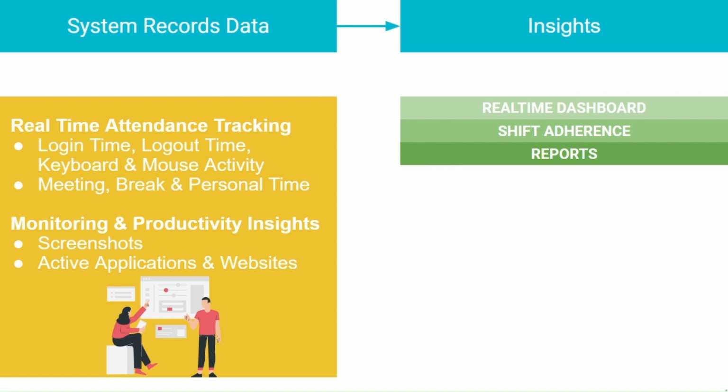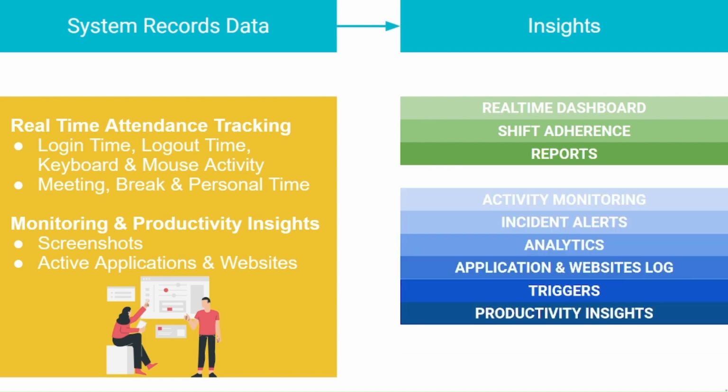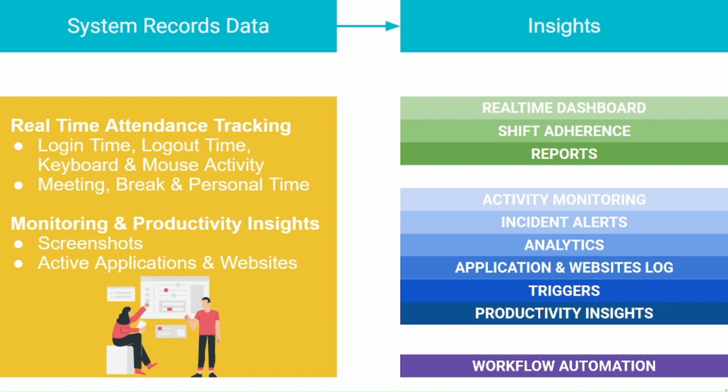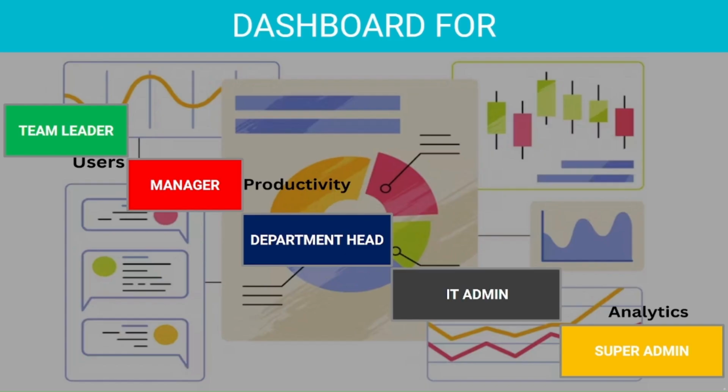If the monitoring module is activated, additional insights are available, such as application and website usage, time spent in meetings, and breaks. TeamOB supports a hierarchical role structure. Each role has the ability to log in and manage their respective teams. Additionally, a unique dashboard is provided for each role to visualize the data of their own team.